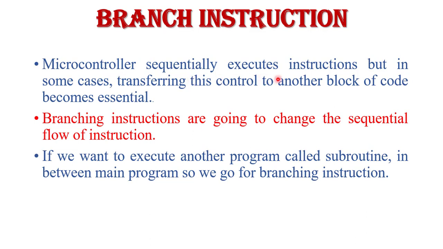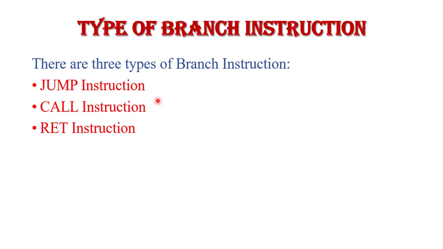A microcontroller sequentially executes instructions, but in some cases transferring control to another block of code becomes essential. So branching instructions are basically going to change the sequential flow of instructions. If we want to execute another program, called a subroutine, in between the main program, we go for the branching instruction. Now, the types of branching instruction.